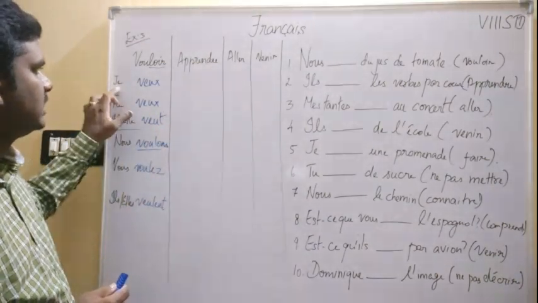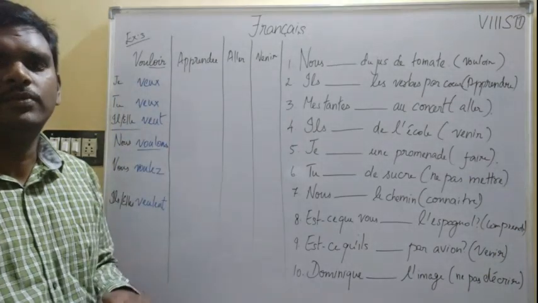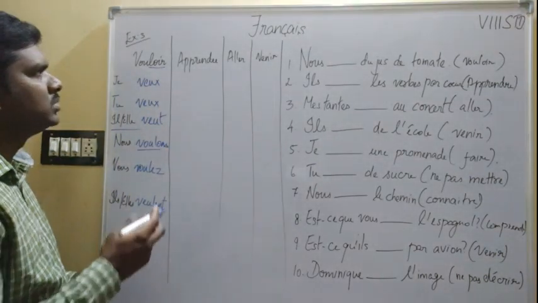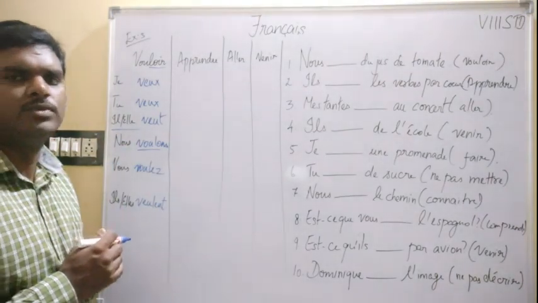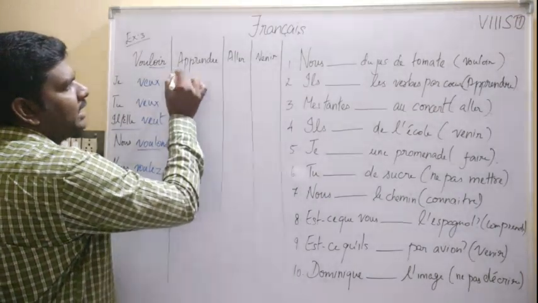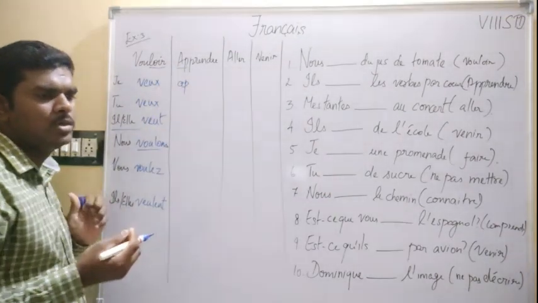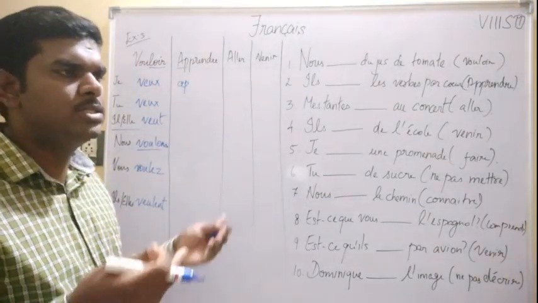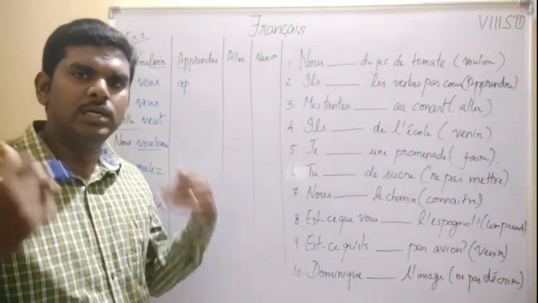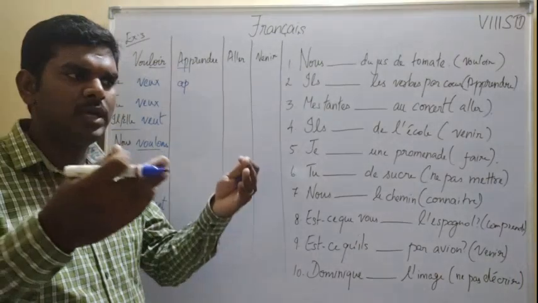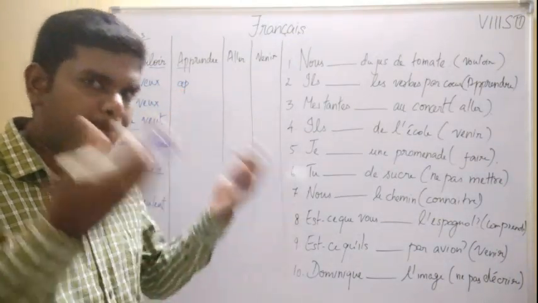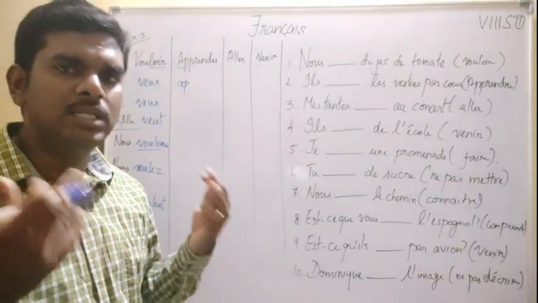We'll go to apprendre. The subjects are written here, so I will just conjugate the verb alone because there is a shortage of place. This is exactly like the prendre verb, with AP added at the front. Prendre means to take. Apprendre means to take inside. Whatever you take inside is learning. You take something and you have it in your mind, so that is called apprendre.